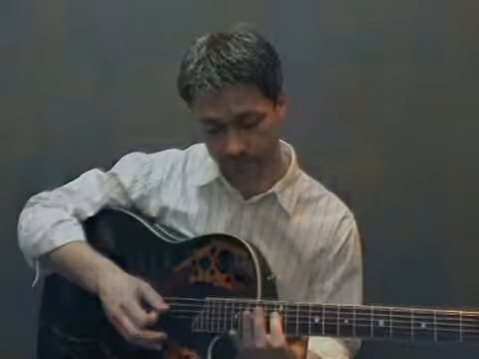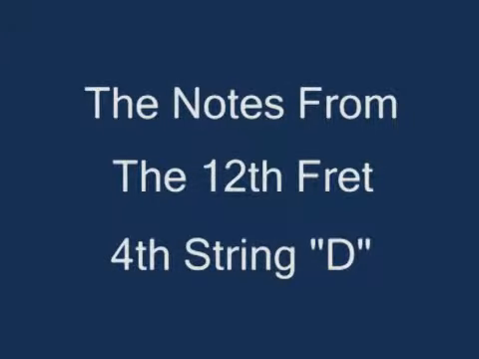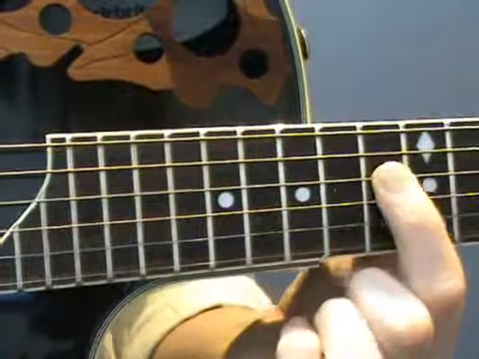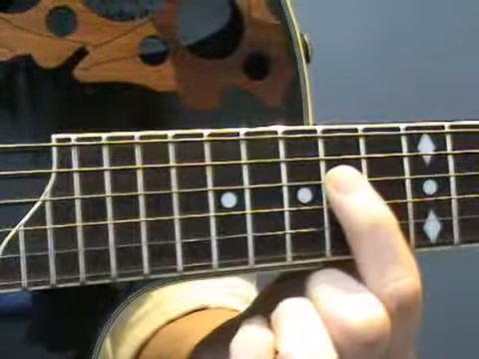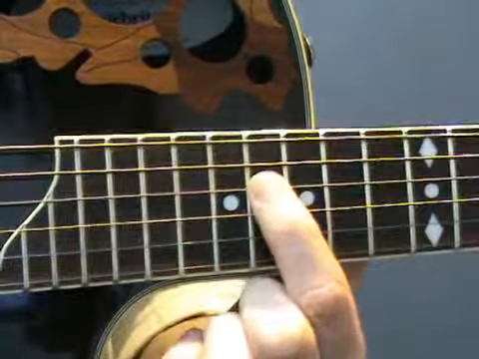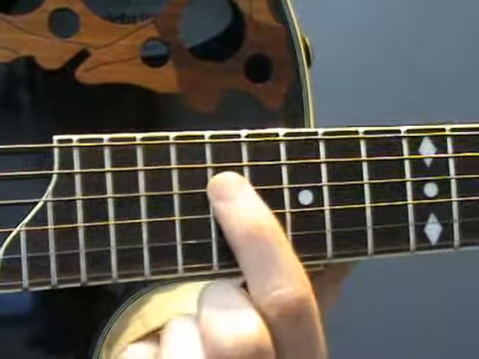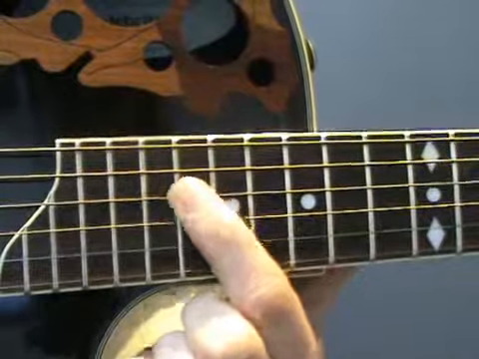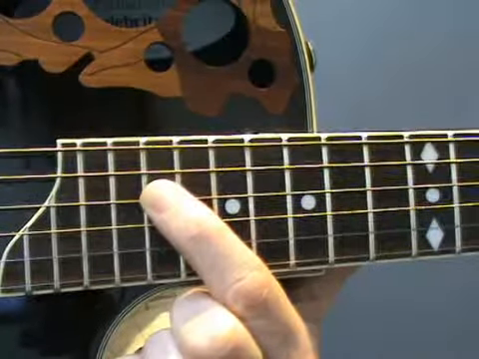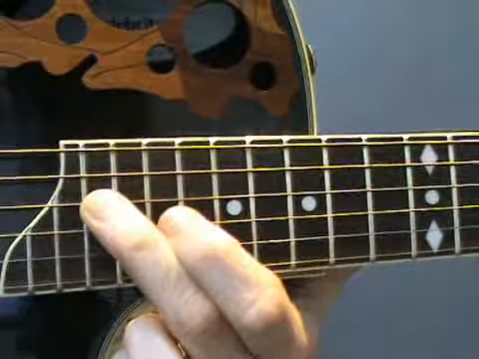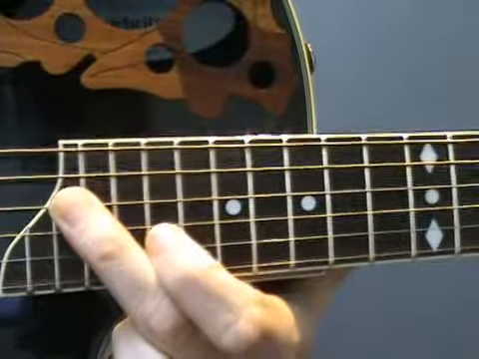Now let's continue along the string. At the 12th fret the note D, at the 13th D sharp or E flat, at the 14th E, at the 15th fret where you have the marker you got F, F sharp at the 16th fret, at the 17th fret marker, G, G sharp or A flat, A at the 19th fret, A sharp or B flat, B, and C, and so on.